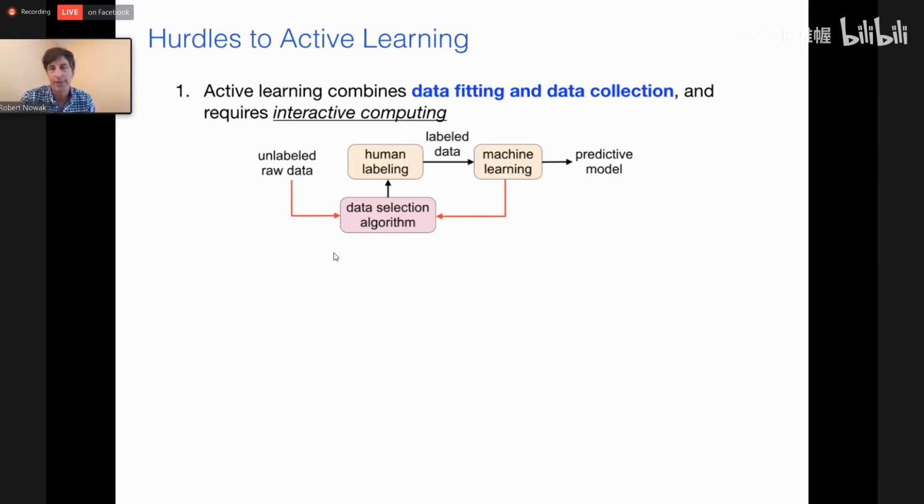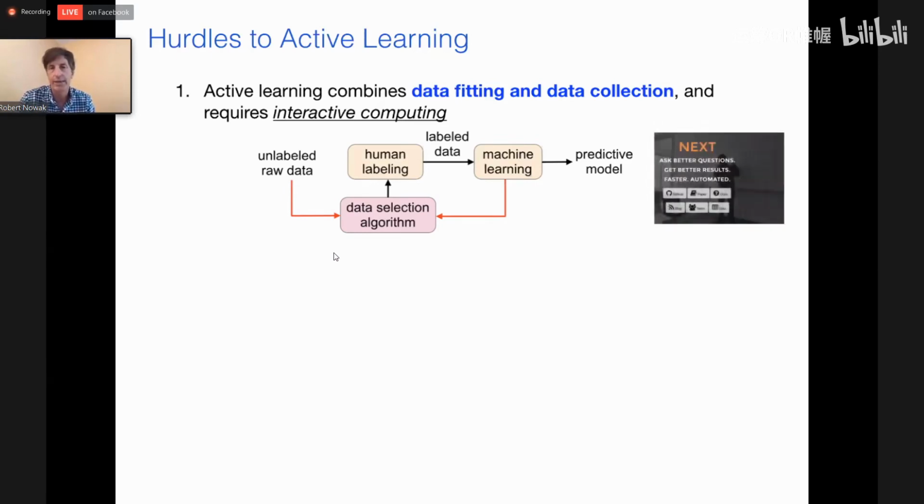To address this challenge, we developed an open source software system called Next, which handles a lot of the interactive database issues and so forth, and essentially allows you just to write your favorite active learning algorithm in Python and then try it out in this testbed platform Next. So that's something that I won't go into more, this system level aspect of active learning, but it's an important one that you need to face.